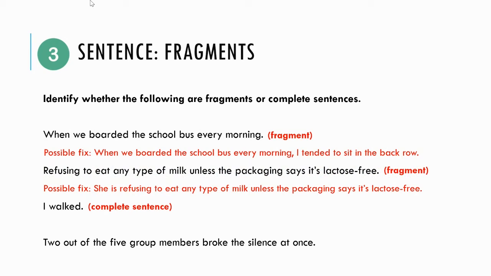Take a look at the next example, "I walked." Despite being suspiciously short, this is considered a complete sentence because it contains a complete subject-verb pair and expresses a complete thought. The final example is also considered a complete sentence because it contains a single independent clause that expresses a complete thought.